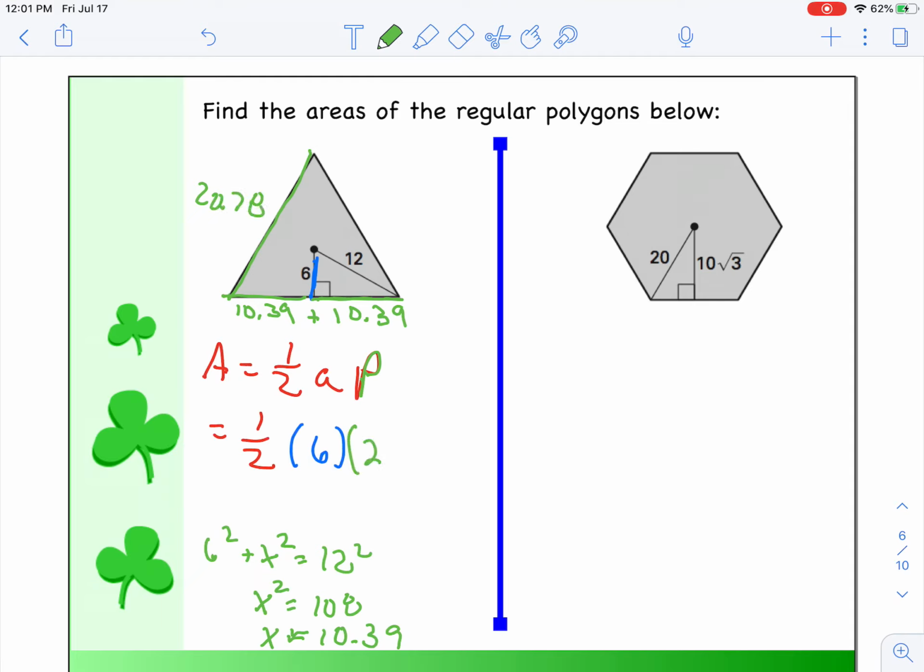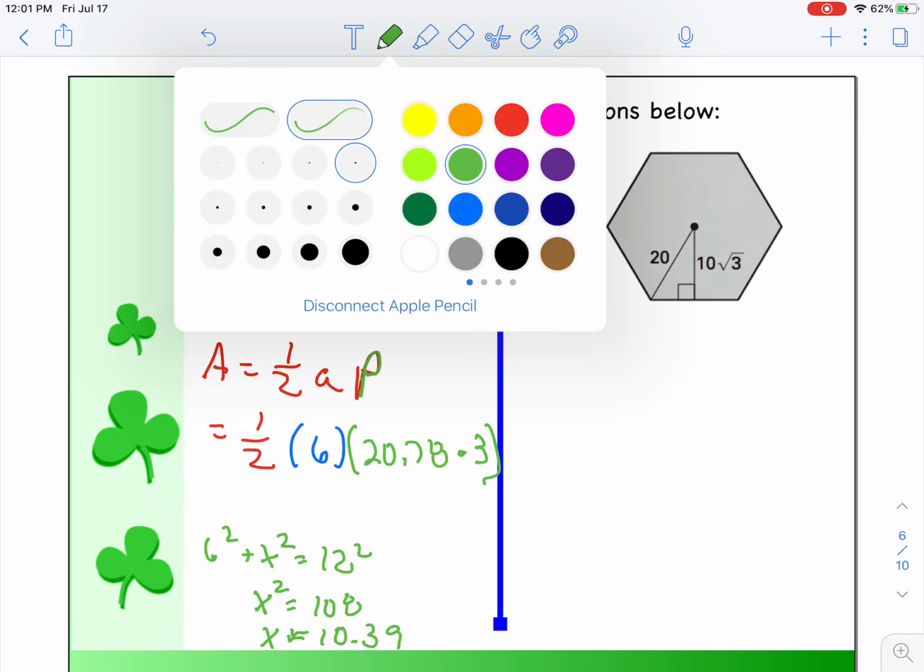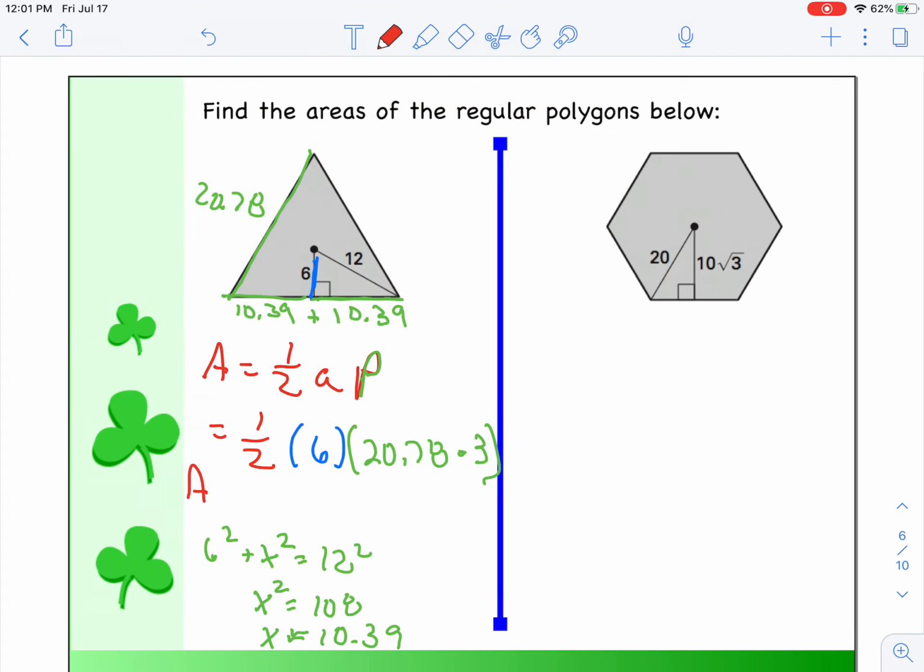So that means when I add them together, the whole side right here is 20.78. So my perimeter is 20.78 times 3. And so now your area is approximately equal to 187.06 units squared.